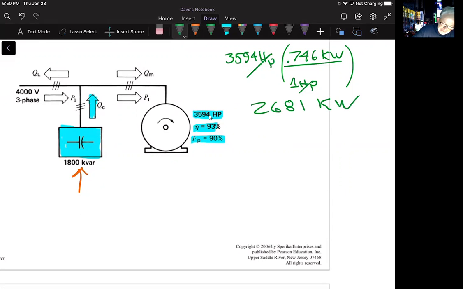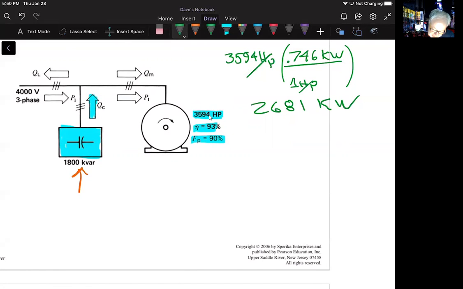Now it's a 5,000 horsepower motor, but it is not delivering 5,000 horsepower. It's operating at less than its capacity. Okay, that's what we're saying here. All right, now that's one thing to notice.